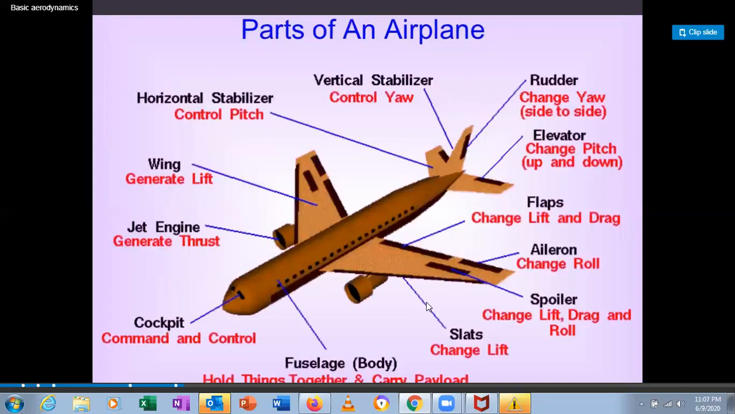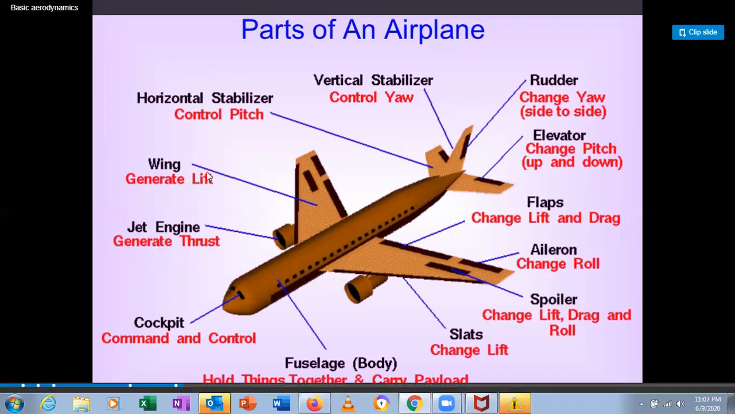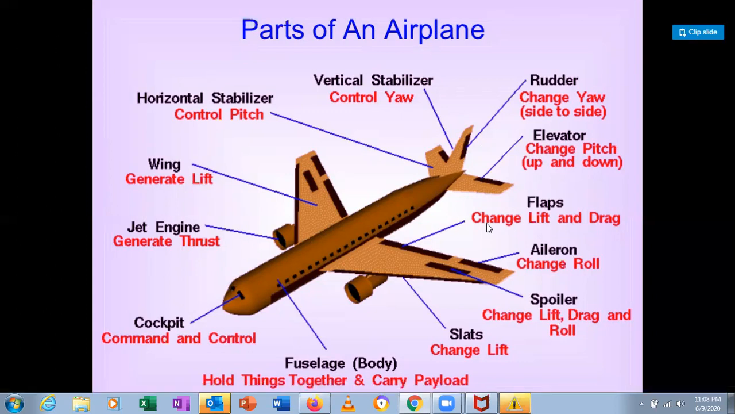So yesterday we were discussing the concept. We can look into it. We have engines, we have selection of the engines, and each and everything we will study in the design process. And we have a wing which generates the lift. Horizontal stabilizer controls pitch, vertical stabilizer controls yaw, and rudder is side to side motion. Elevator changes pitch up and down, flaps change lift and drag, and aileron changes the roll. And we have spoilers which change the lift, drag, and the roll, and slats which change the lift. So therefore these are all the control surfaces by which the aircraft can be controlled, that is pitch, roll, and yaw.